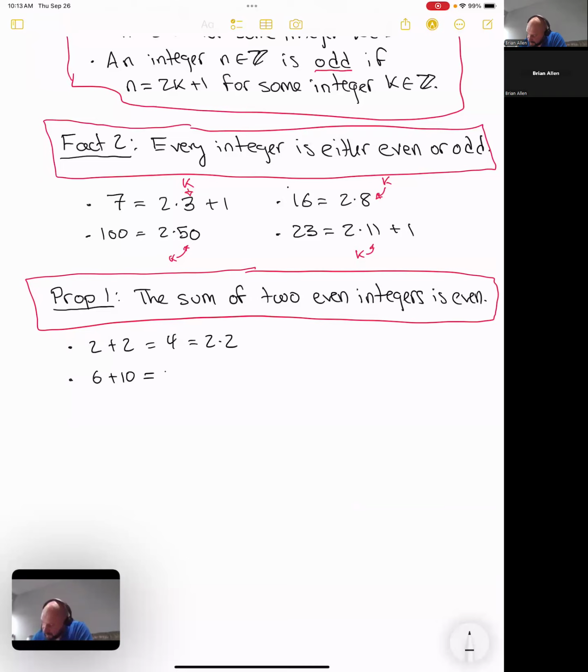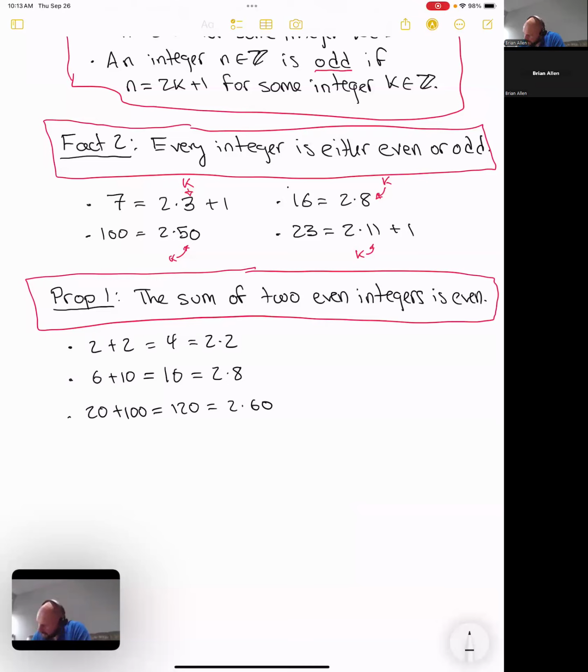So 6 plus 10, those are both even integers. That gives me 16, and I can write 16 as 2 times 8. Let's just do 1 or 2 more here. So 20 plus 100, those are both even integers. That gives me 120, and I can write that as 2 times 60. Okay, so we see here several examples.